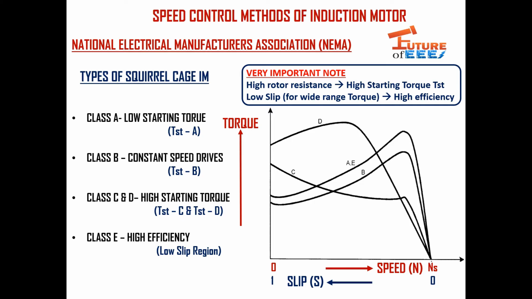As you can see, Class A motors are characterized by somewhat low starting torque TSTA because it will have low rotor resistance, but it's having low operating slip, which means it can give better efficiency. When compared to Class A, Class B will have low starting torque TSTB but somewhat high slip characteristics. It will be used for constant speed drives. Whereas Class C and Class D induction motor are characterized by high starting torque TSTC and TSTD due to the high rotor resistance. Recently, high efficiency Class E machines are introduced, which is almost similar to Class A, where the motor will operate in low slip region for wide range of torque. So it will give maximum efficiency.